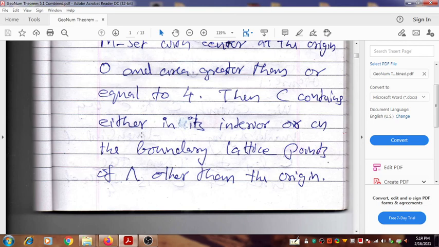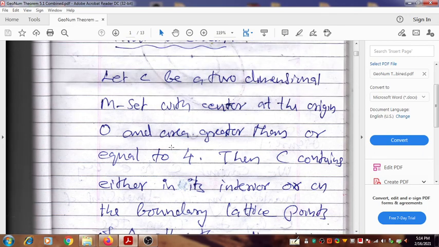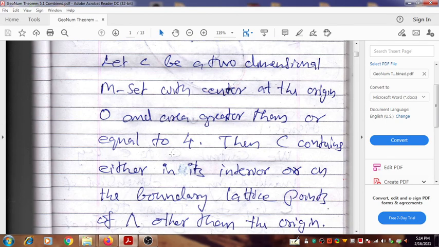Here the property of the given set is that the set is an M set, and it is centered at the origin. We know that an M set has a center. It's centered at the origin, and its area is either equal to 4 or greater than 4.